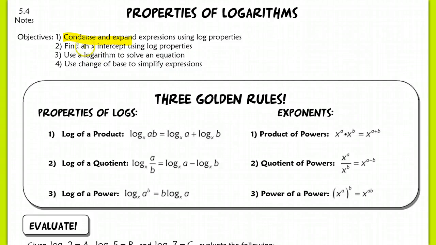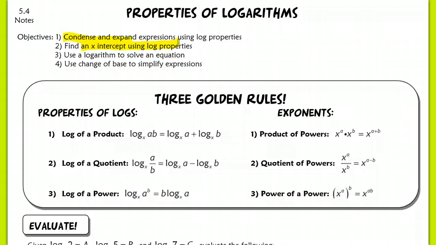I'm also going to review finding an x-intercept using log properties. I did that a little bit in your video last night. We're going to use logs to solve equations that would otherwise be something where we would get stuck with an exponential equation. And we're going to use the change of base formula to simplify expressions as well.